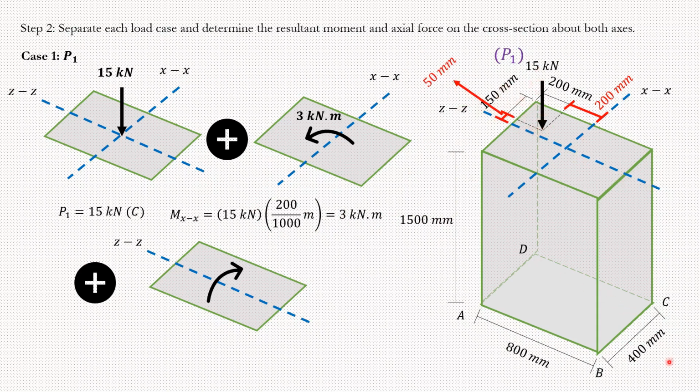Why? Because 400 millimeters is your whole distance. Half of it is 200 millimeters. And from this half, the 200, you subtract 150, and you get 50 millimeters. So in this case, 15 multiplied by 50 divided by 1,000 gives you the amount of moment from force P1 about the ZZ axis.